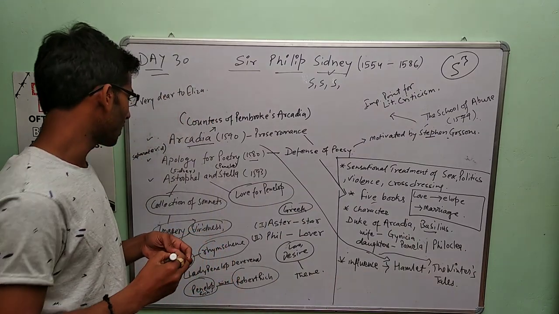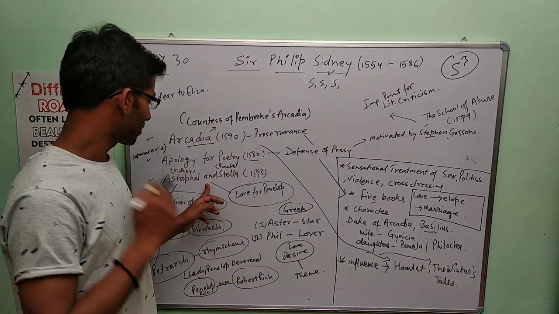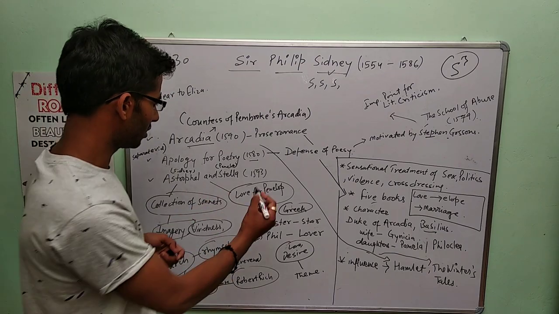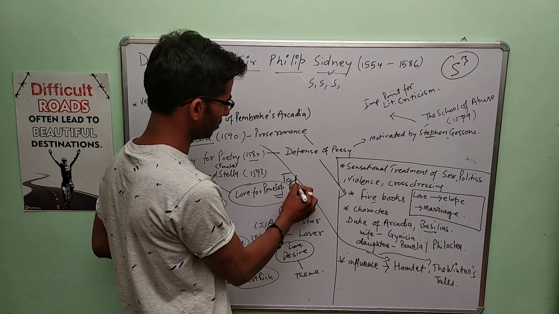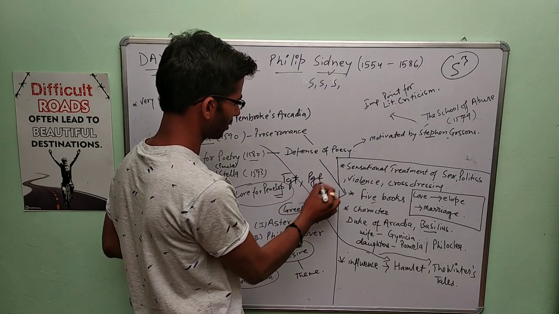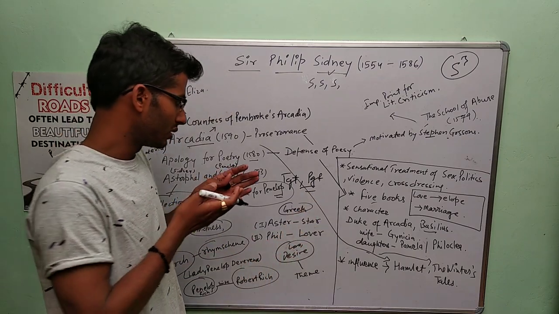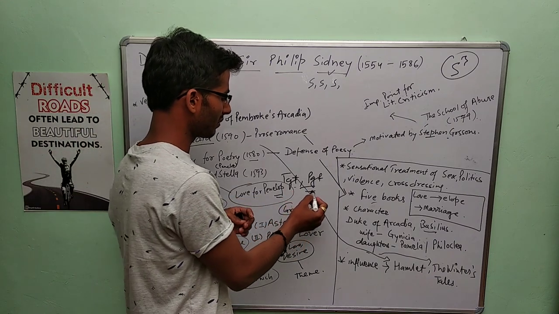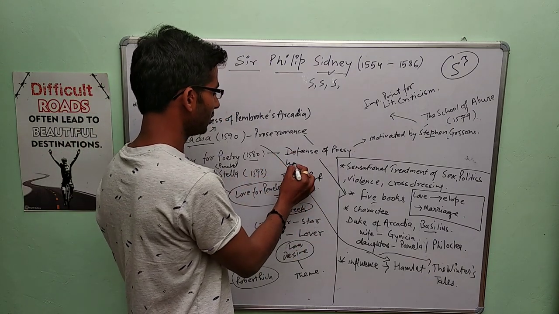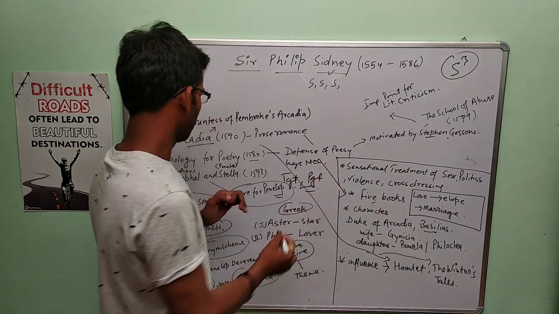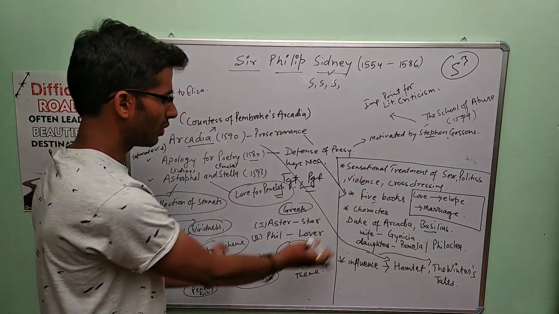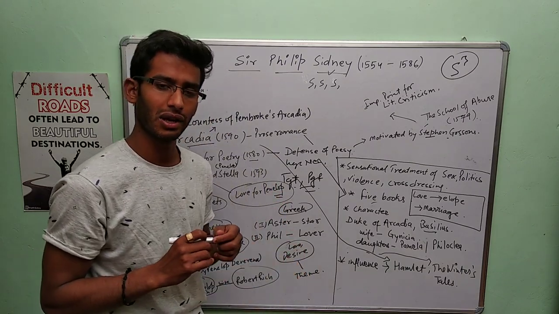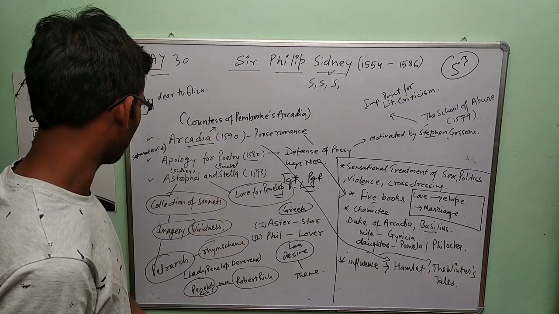Now the third work is Astrophel and Stella. Astrophel and Stella is a collection of sonnets. Here are important questions you are usually asked for TGT and PGT. If you are going through these works, just keep in mind what level you are preparing for, like TGT or PGT, or if you are going for UGC NET, you need to go in depth. You need to remember all these things and the context between each and every book.